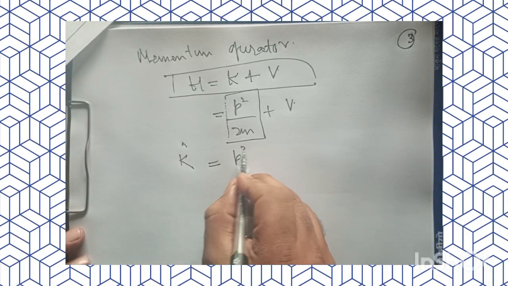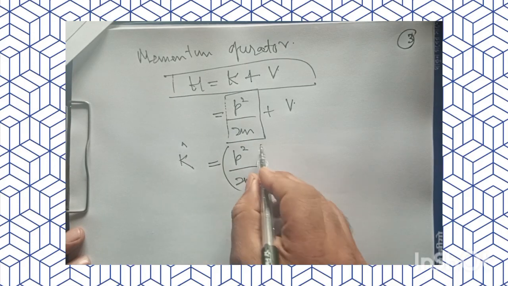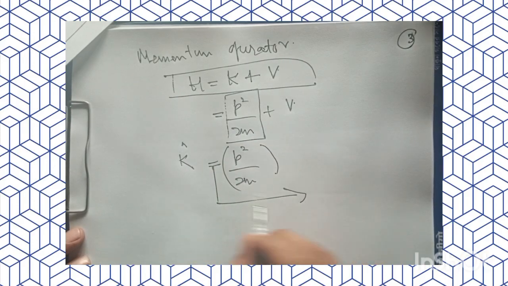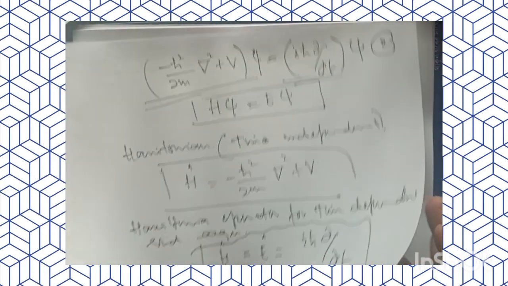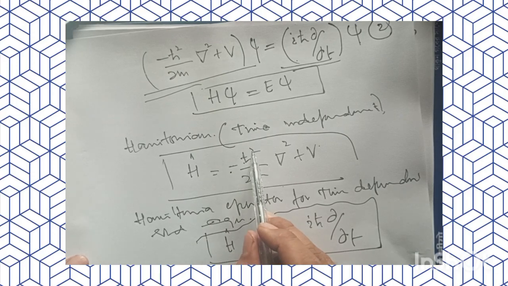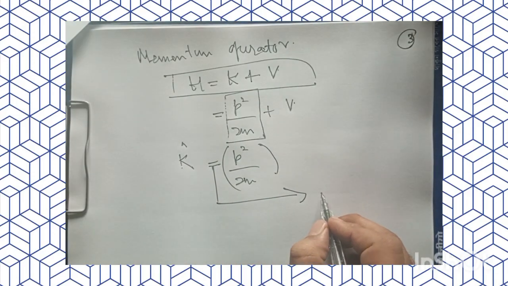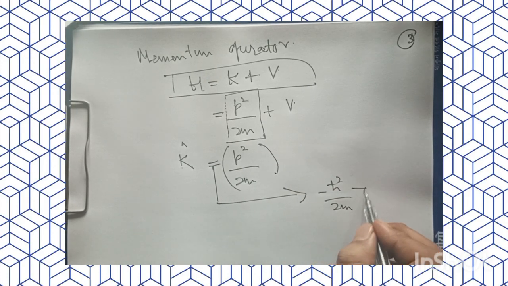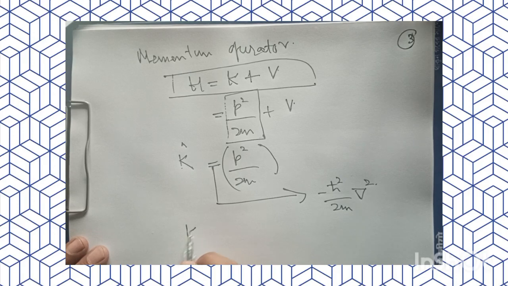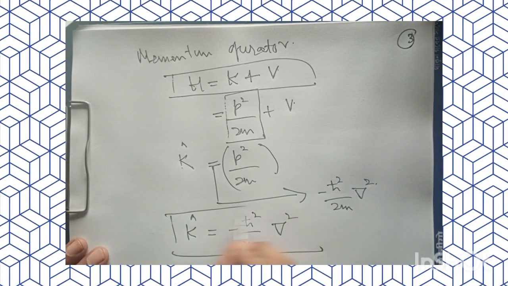If I write down this p squared by 2m here, but for the operator for kinetic energy to be an operator, what I have here is this minus h cross square by 2m del square. So minus h cross square by 2m del square. This is the operator for kinetic energy, that's minus h cross square by 2m del square. And that should be clear.